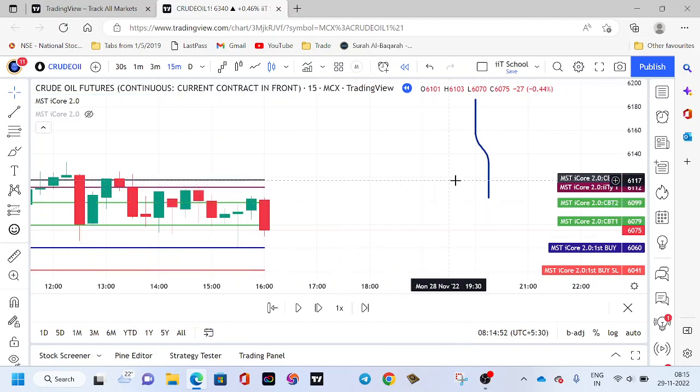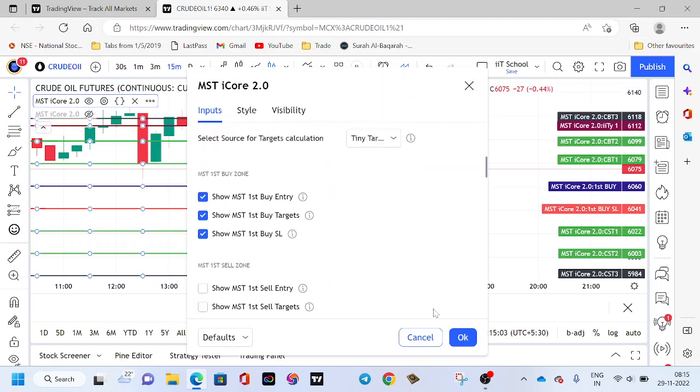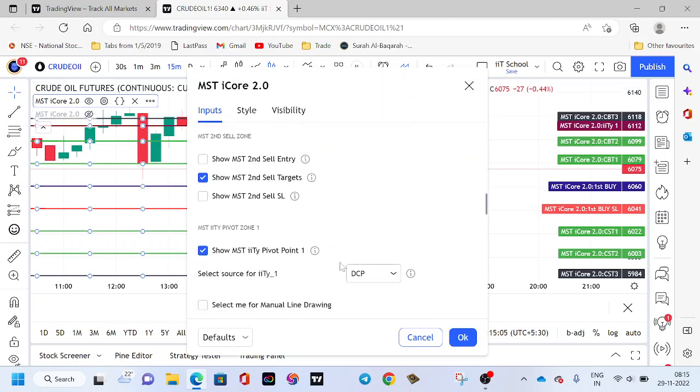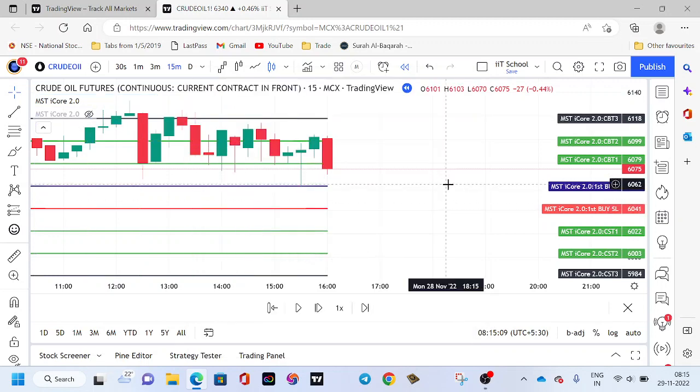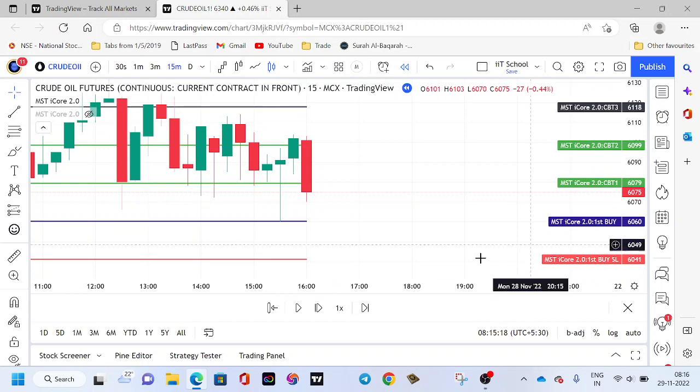In the premium version we have extra features, that is the extra market type. Here, see, it has touched and immediately in the next 15-minute candle, two targets have been hit.